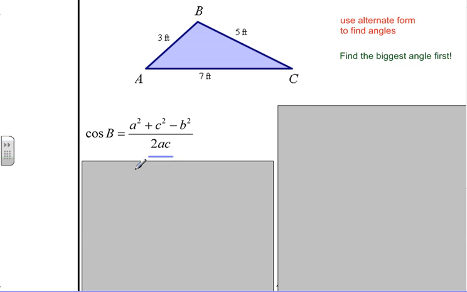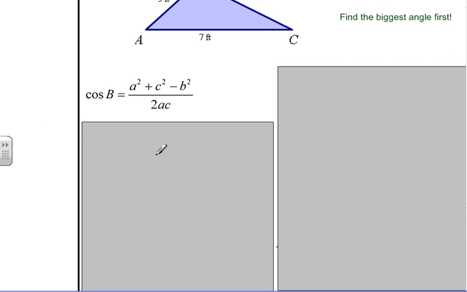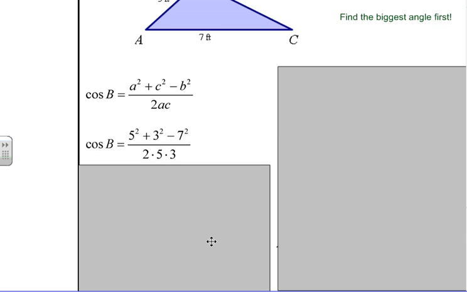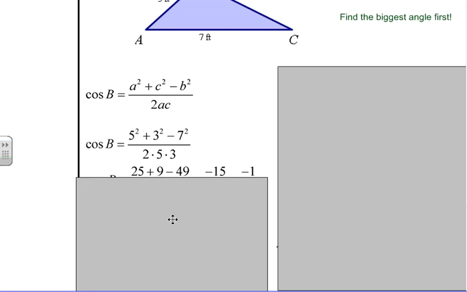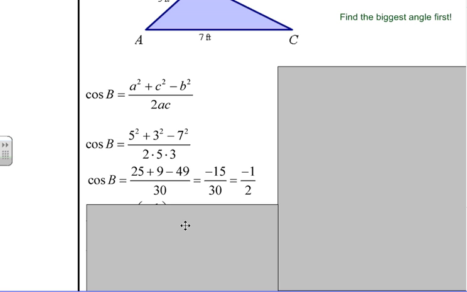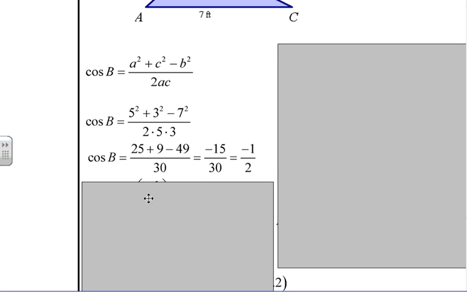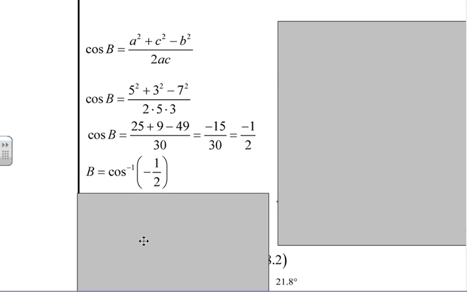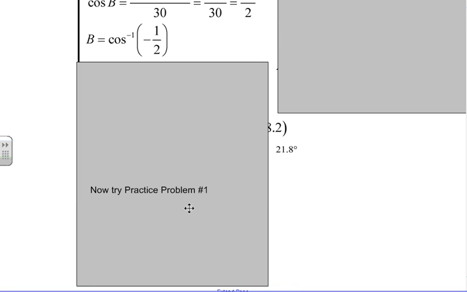Then all we have to do is plug in the values of those sides. So plugging in the values of those sides, we're going to get 5 squared plus 3 squared minus 7 squared all over 2 times 5 times 3. So working that out, we get 25 plus 9 minus 49 over 30, and that actually reduces to a real nice number, negative 1/2. Now remember, that's saying that the cosine of B is equal to negative 1/2.